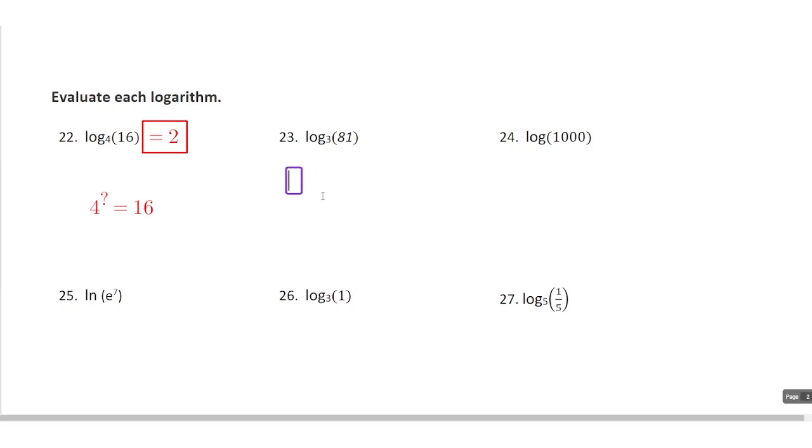Here we've got 3 to some power is 81. And so that's some power. Let's see if we just multiply 3's. Let's see if we can get to 81. 3 times 3 is 9, times 3 is 27, times 3 is 81. So since I had to multiply 4 3's to get there, this thing is going to equal 4.